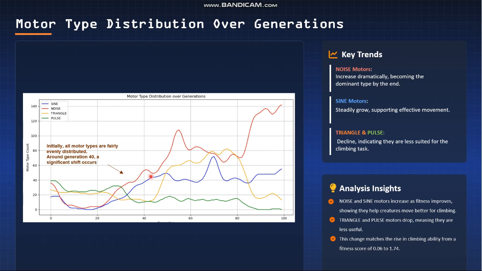Initially, all 4 motor types are fairly evenly distributed, but a significant shift occurred around generation 40. As you can see, the noise motor increased dramatically and became the dominant type by the end, while sine motors steadily grew and supported the effective movement. Meanwhile, triangle and pulse motors declined, suggesting they are less suited for the climbing task. This shift aligns with the observed fitness improvement, showing that noise and sine motors help the creature to climb better.